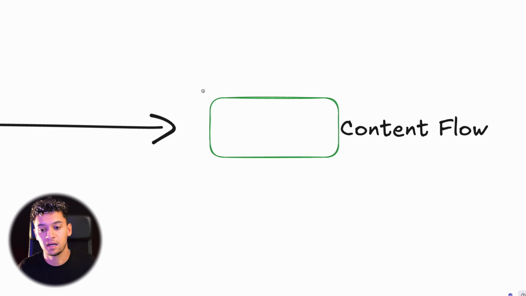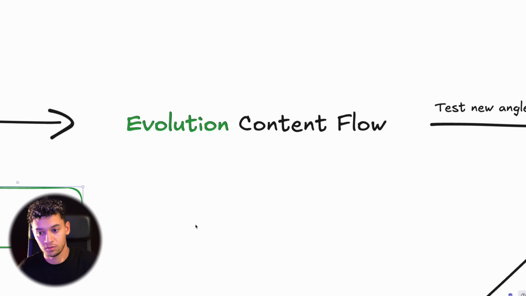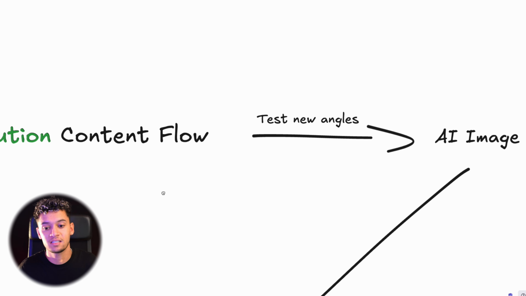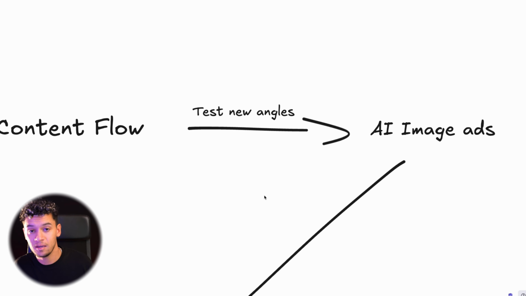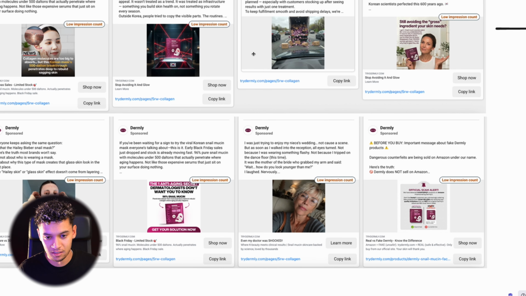And we've done this by not using just a content flow, but an evolution content flow, which is basically us testing new angles with AI image ads, which will take an ad library looking something like this and turn it into looking something like this. And we test hundreds of different audiences and angles without spending much time at all. And I didn't do any of these. This was done automatically with this AI system.